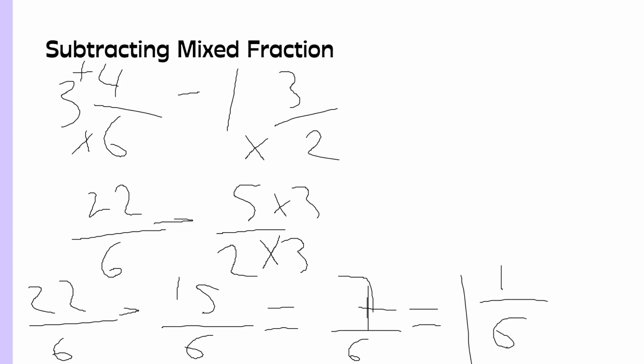So that's the answer. So as I said, sometimes you get multiple choice and the answer is 1 and 1/6. But when you work it out, you get 7 over 6. You have to know how to reduce the fraction or change the fraction into a mixed fraction. Okay.